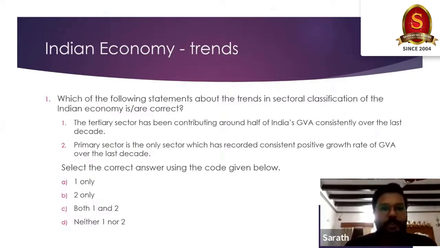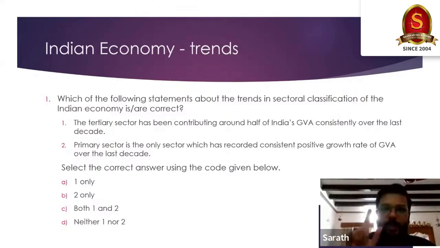Okay, so look at the first statement. The tertiary sector has been contributing around half of India's GVA consistently over the last decade. If you have been in my class, towards the end of the first chapter, we do an analysis of the sectoral classification of the economy. How much does the primary sector contribute? How much does secondary and how much does tertiary contribute? We have seen in class that roughly 50% of India's GDP or GVA is contributed by the service sector. In fact, 55% is roughly what we say. The remaining 45 is distributed between the secondary sector, which contributes about 25, and the primary sector, which contributes about 20, roughly.